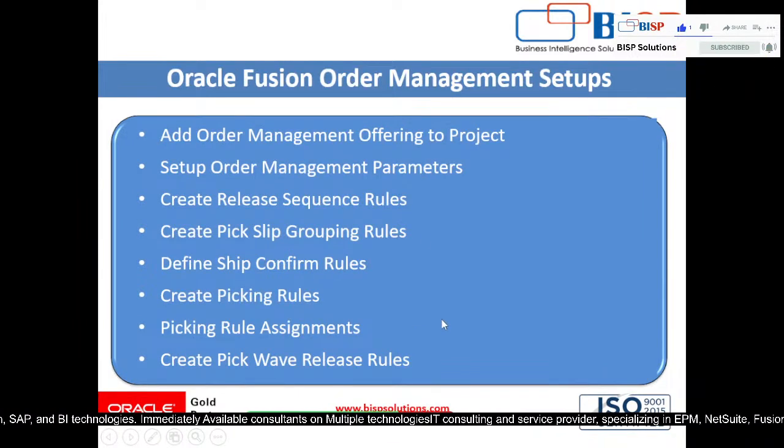Right. Now from here we are going to perform the Oracle Fusion order management related setups. So let's start with the information. Add order management offerings to the project. We have to add the order management offering to the project, then set up the order management parameters. We have to create the release sequence rules, create the pick slip grouping rule, define the ship confirm rule, right? We have to create the pick rules assignment, right?